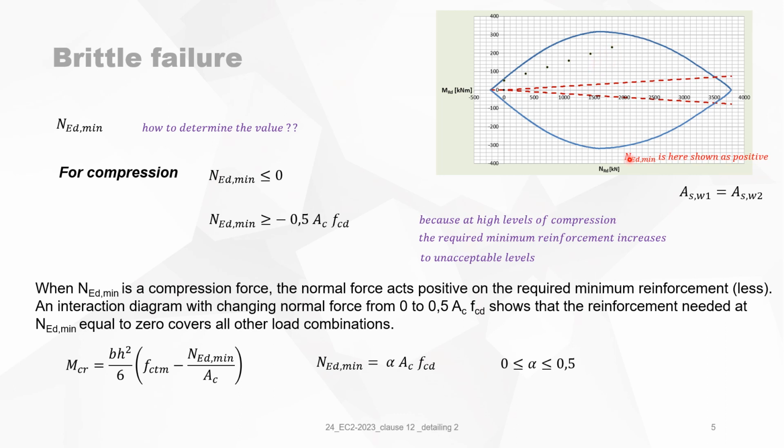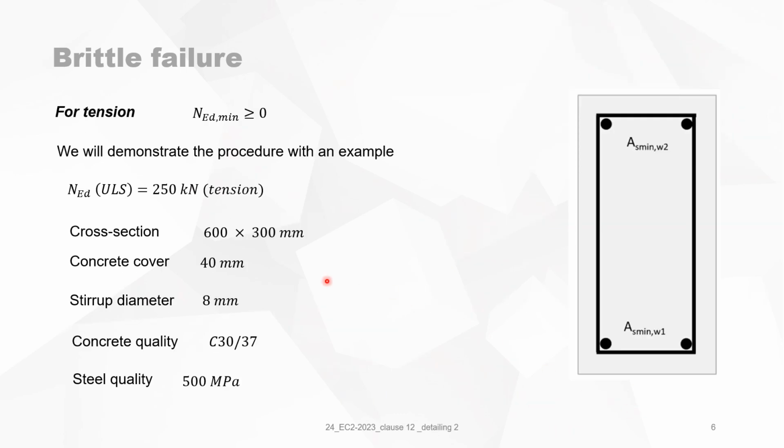Secondly, when the NRD increases, you will go outside this interaction diagram, and then you will end up with a huge amount of minimum reinforcement. That's why this maximum limit is there. So the reinforcement needed for the combinations with NED equals 0 covers all other load combinations. For tension, we know the normal force is positive.